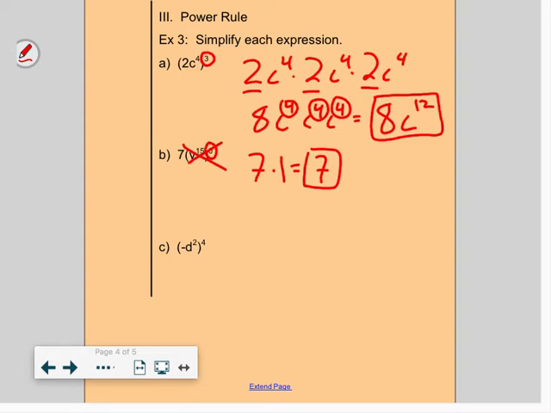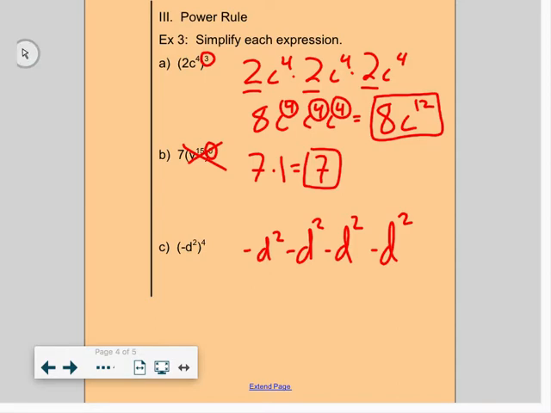Now, negative d to the 2nd to the 4th power. That means you're going to take this negative d to the 2nd, and you're going to write it out 4 times.